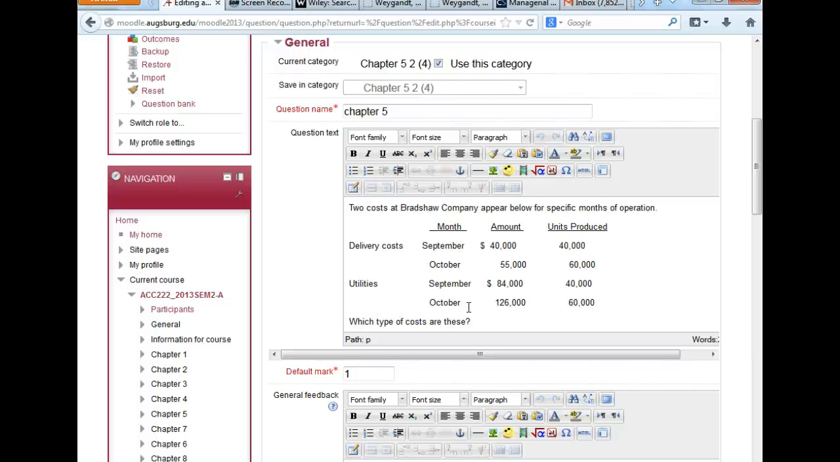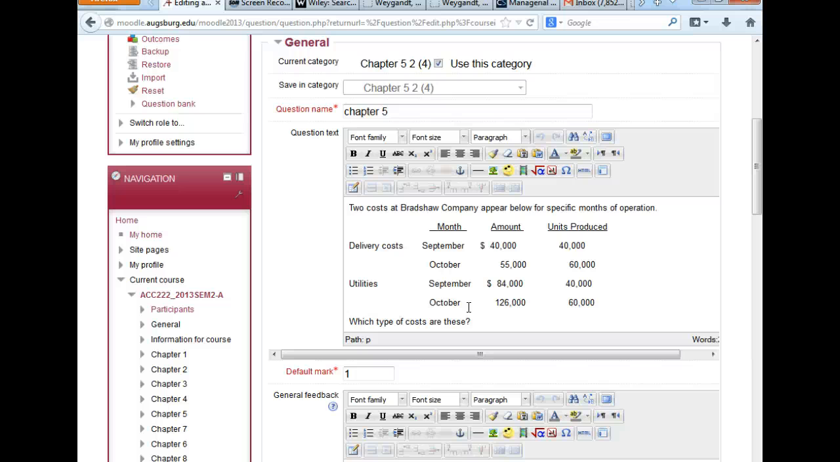What if you divide the $126,000 amount by 60,000 units? What does that give you? What does that tell you about that cost? It's a variable cost because it's the same amount per unit. In other words, it's a certain amount per unit. As your units increase, what happens to your cost per unit? It goes up proportionately, so it's still $2.10 a unit. Don't we know that's a variable cost there?